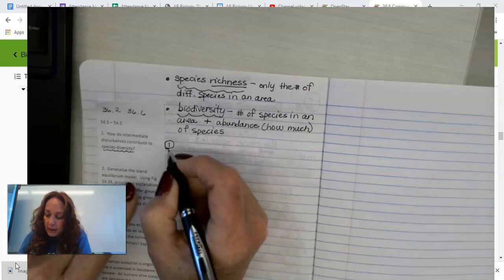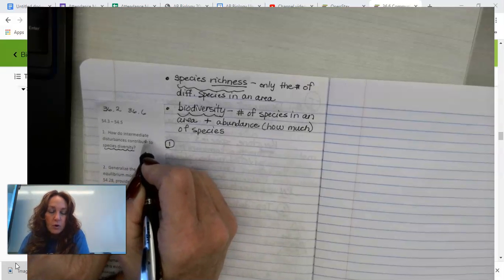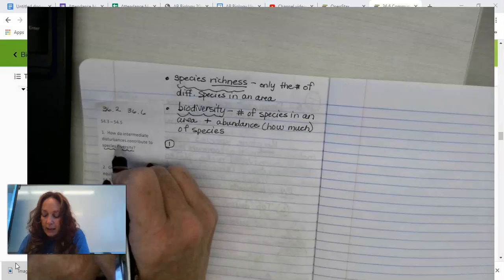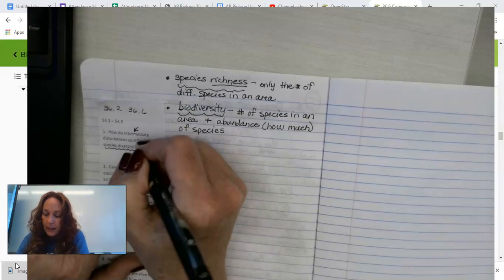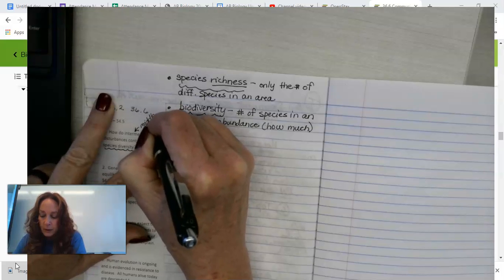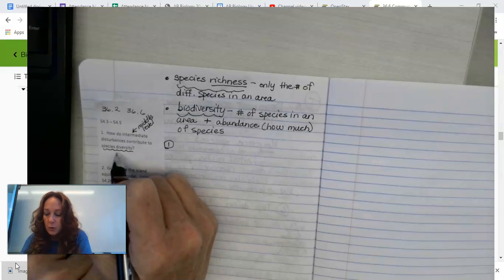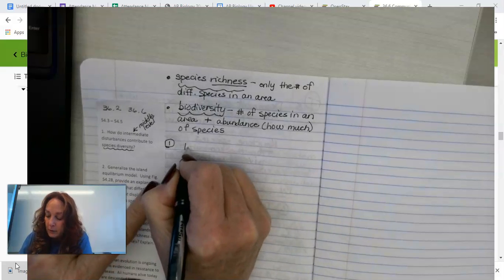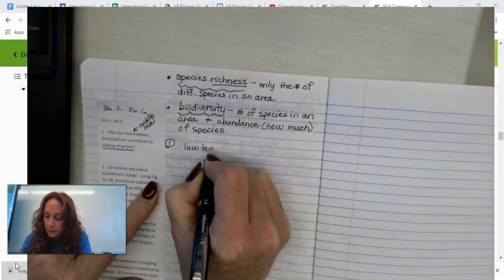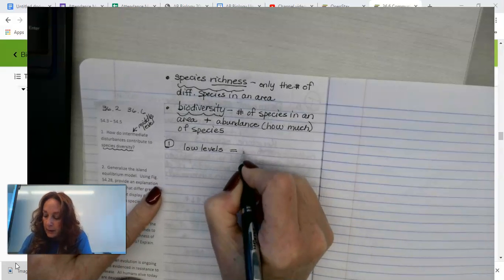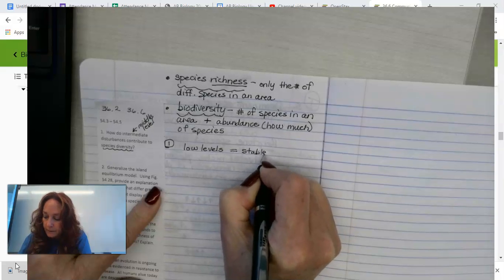So intermediate disturbances gives you the feeling that if there's intermediate being middle, there must be low level and high level. So if we reword this, how do just middle level disturbances contribute to species diversity? So here's the way that I think about this. When you have low levels of disturbances, you have a pretty stable place. So let's write this: it's a fairly stable ecosystem.